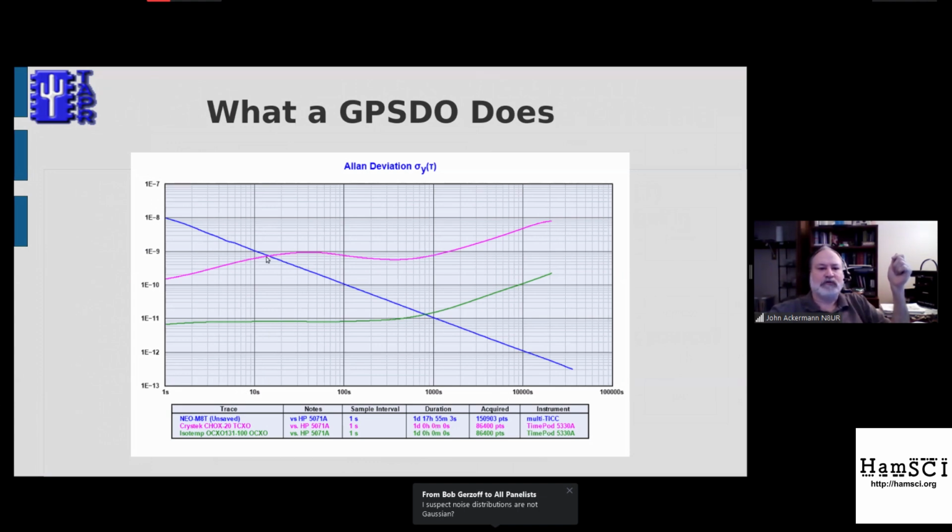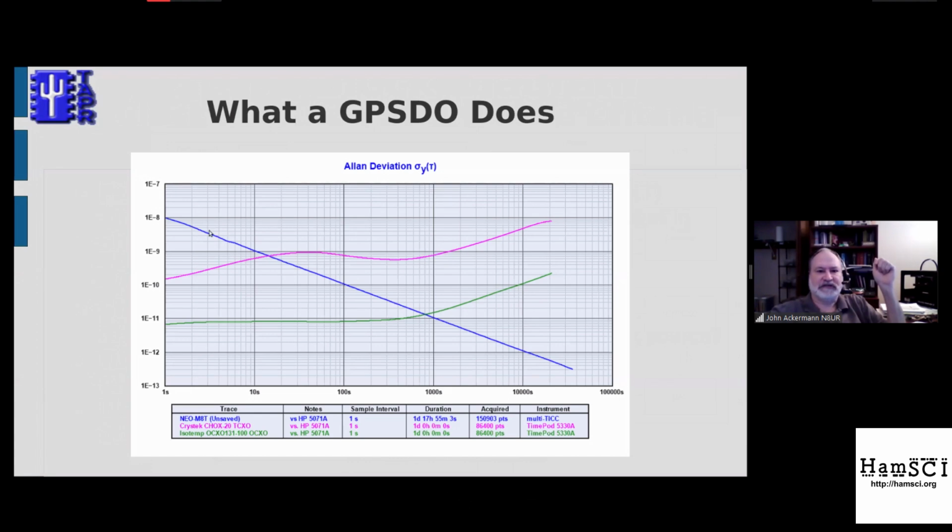So what we're looking at on this chart is that if I take a sample every 10 seconds of the GPS signal, I would find noise of about 1 in 10 to the 9th, or about 1 nanosecond at a 1 hertz pulse per second signal. If I average at every 100 seconds, I'm an order of magnitude better, because that's the way the noise in the GPS system works.